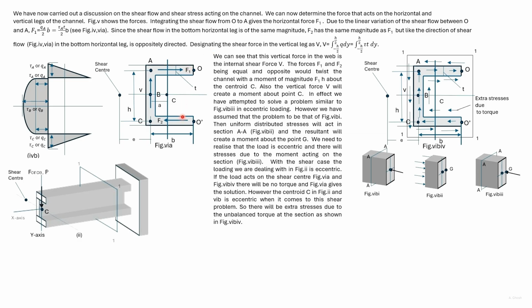These two forces create a moment about point C, F1 into h. Also, the vertical force V creates a moment V into a about point C. So there's a moment acting about point C. We were looking for a solution to this problem and we applied the shear formula. With the forces that we are getting, however, there's a moment about the point C where the load has been applied.